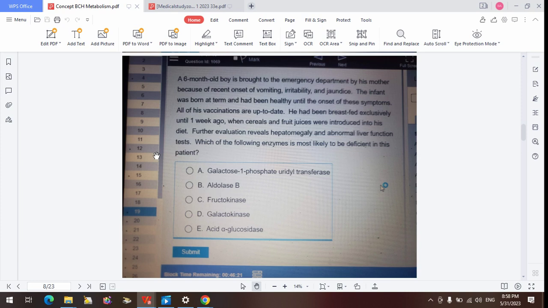This is hereditary fructose intolerance. This is what? Still aldolase B. Is it still hereditary? Yeah. So this is aldolase B. You can see that it is aldolase B. I'm mixing it up.